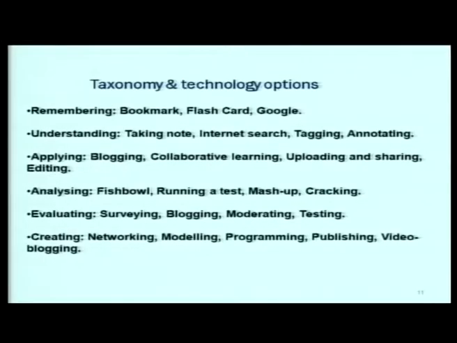What we have presented here is how the taxonomy of educational objectives would correspond to the technology options that are available to us. For instance, for remembering, one can use bookmarks, flashcards and Googling to practice the objective of remembering. For understanding and comprehension, one can take online notes, do internet searching, tagging and annotating. These are all online or computerized activities that one can do in digital learning.